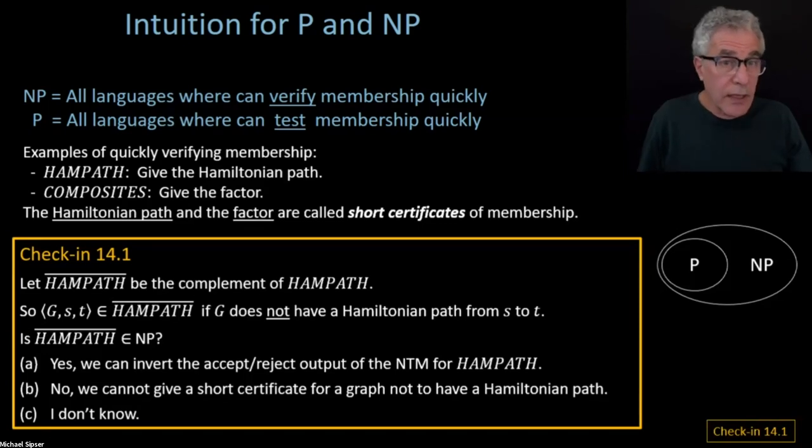Since we don't know for sure that P is different from NP, P could be equal to NP, then it's possible that we could give a short certificate, namely the computation of the polynomial algorithm. So the only really reasonable answer to this question is that we don't know.